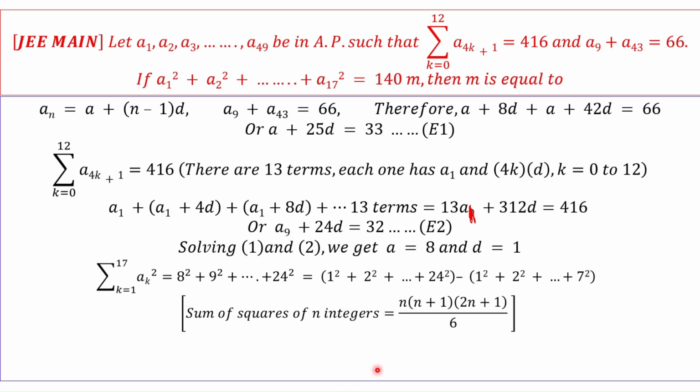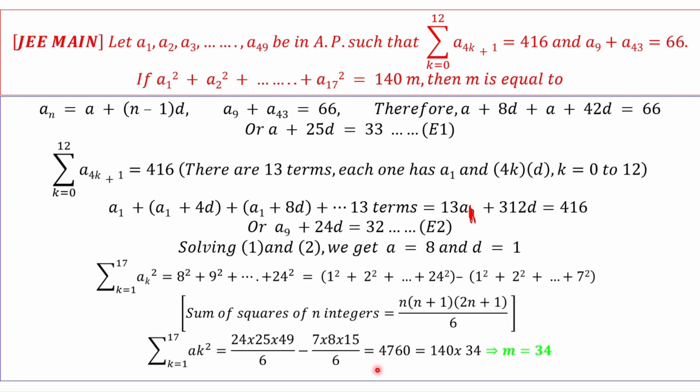Sum of squares of n integers equals n times (n plus 1) times (2n plus 1) by 6. If you substitute this formula, you get the sum of squares up to 24 minus the sum of squares up to 7 integers, right? So that is 24 into 25 into 49 by 6 minus 7 into 8 into 15 by 6. If you simplify, what you will get is 4760, which you can write as 140 into 34, which is equal to 140m, right? So m is 34. That's the answer.